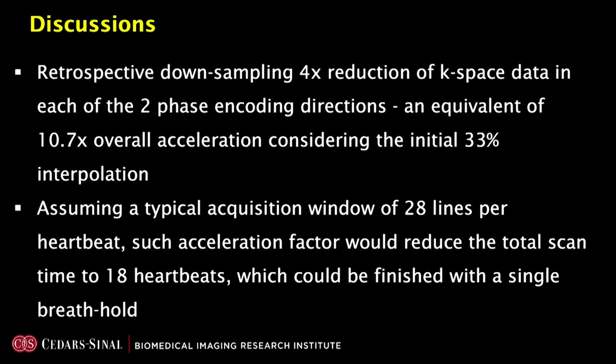So we have tested a retrospective downsampling of coronary MR angiography data with 4 times reduction in both of the phase encoding directions, which is the equivalent of almost 11 times acceleration considering the initial interpolation. Assuming we can acquire 28 lines per heartbeat, such acceleration factor will reduce the total scan to be 18 heartbeats, which can fit nicely into our breath hold.